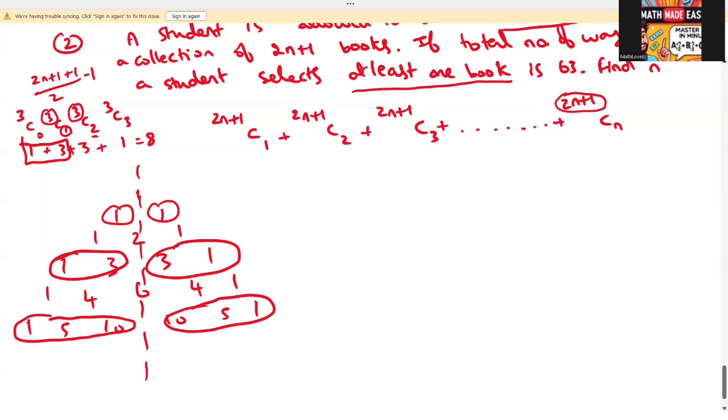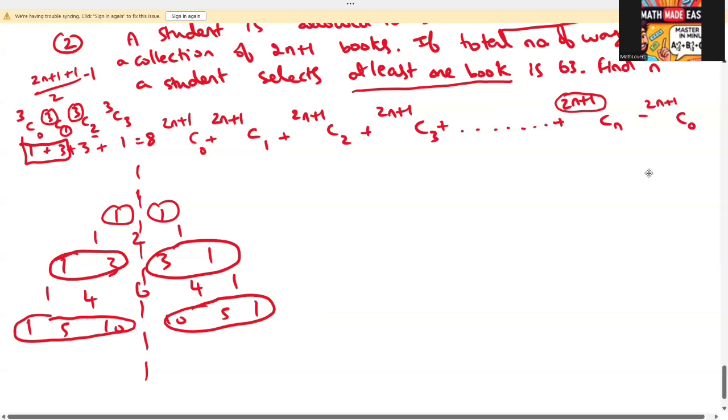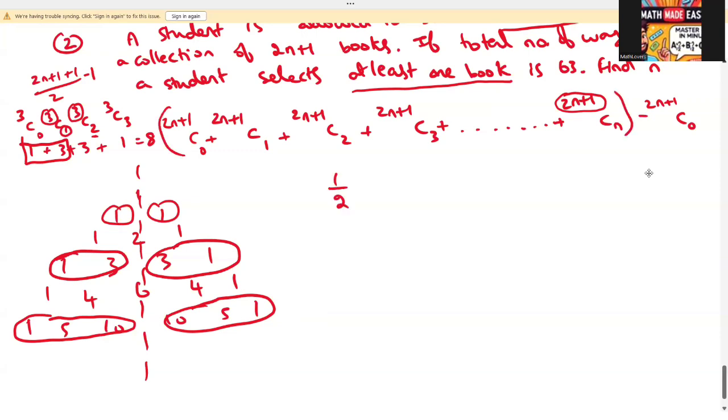Here we miss one particular value, that is 2n plus 1 C0. So I wish to insert it and also remove it. I'm inserting it and also removing it. Then the value of this part is going to be half of 2 raised to the power of the row number. 2n plus 1 is the row number. Minus 2n plus 1 C0, which is just 1, and the value of this is 63. So it becomes 64. Half of 2 power 2n plus 1 is 64.